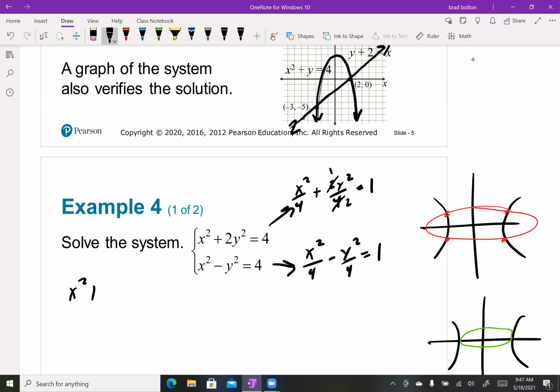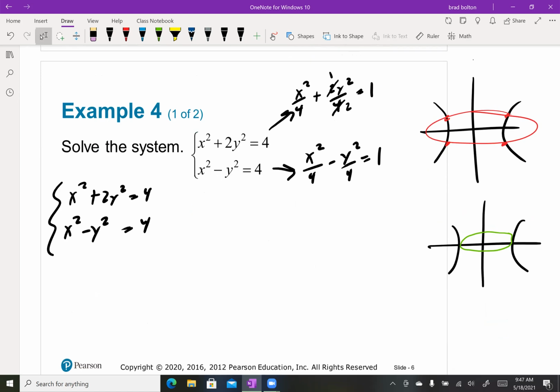So we have x squared plus 2y squared equals 4, and we have x squared minus y squared equals 4. What the elimination method does is it adds the 2 equations together and one of the variables eliminates. So in this case, if I multiplied the top equation by -1, I would now have negative x squared minus 2y squared equals negative 4, and the bottom equation stays the same.